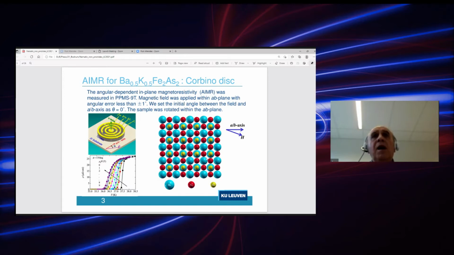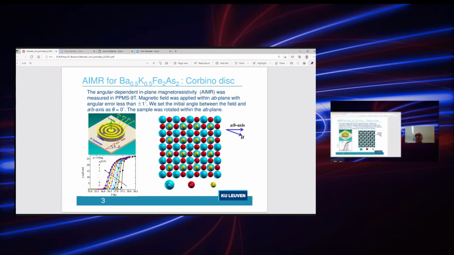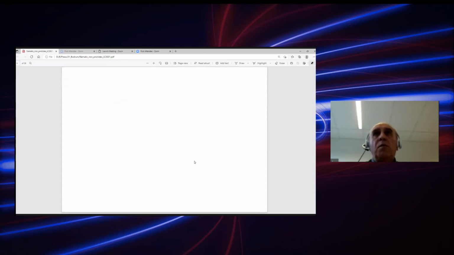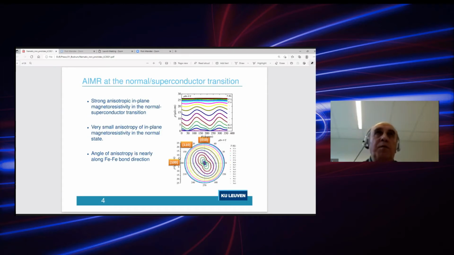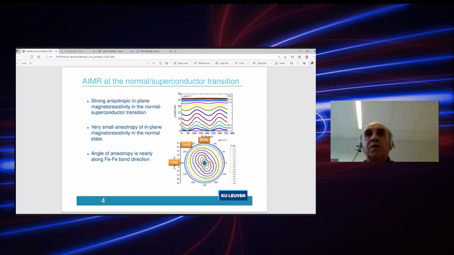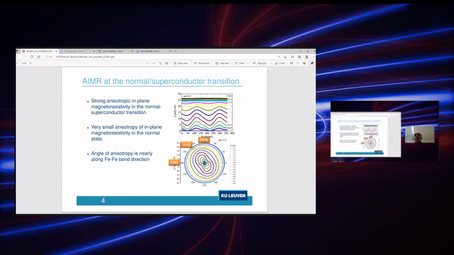So what do we expect in the case of tetragonal symmetry? We expect that this magnetoresistance has a tetragonal shape. But actually what we observe when we come into the superconducting domain is that the magnetoresistance has a pronounced C2 symmetry. So it has a pronounced nematic character.